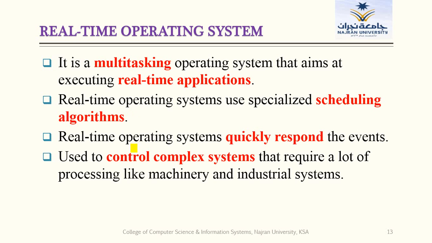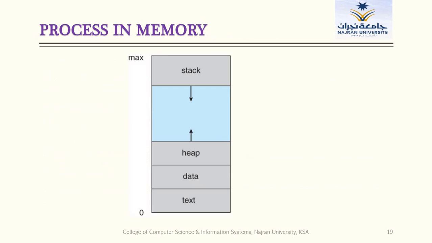Then we have the real-time operating system. The purpose of the real-time operating system is to execute real-time applications. This type of operating system uses specialized scheduling algorithms and quickly responds to events. If an event occurs, it will quickly respond to those events, and mainly they are used to control complex systems, because they require a lot of processing.